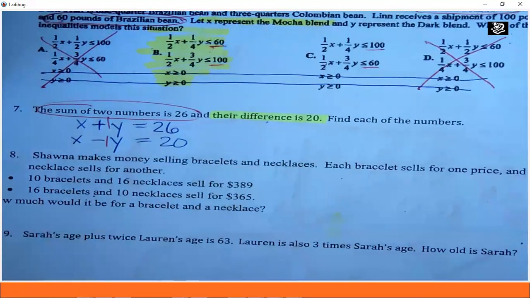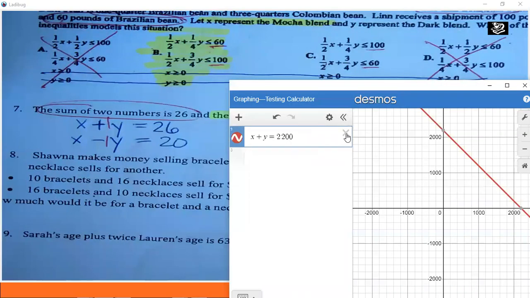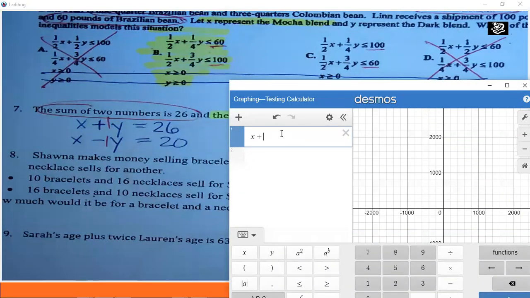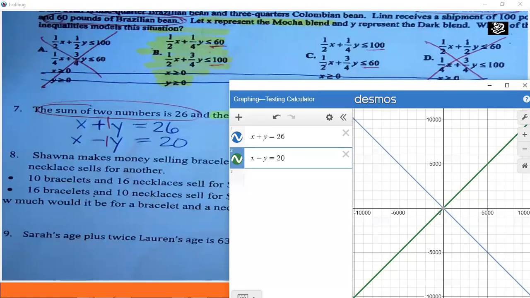Let's put it in. Come on, Aleve. Jordan, type it in for me, please. Yeah, some of these you can do in your head. All right, so we'll put it in Desmos and Mia, where do they cross?